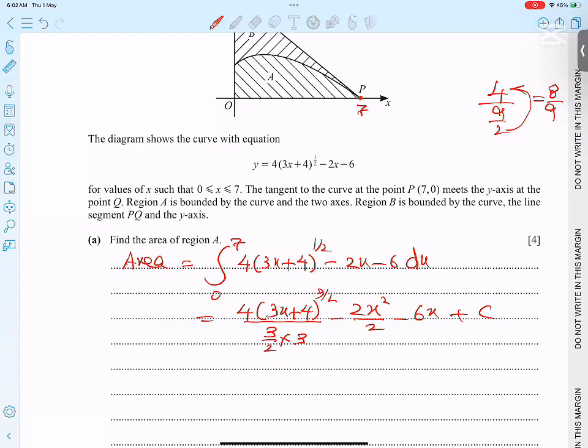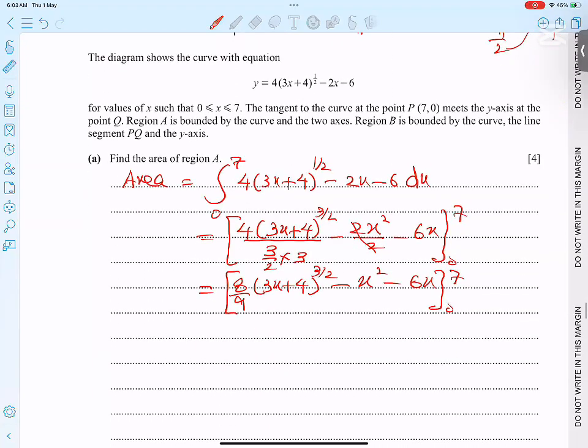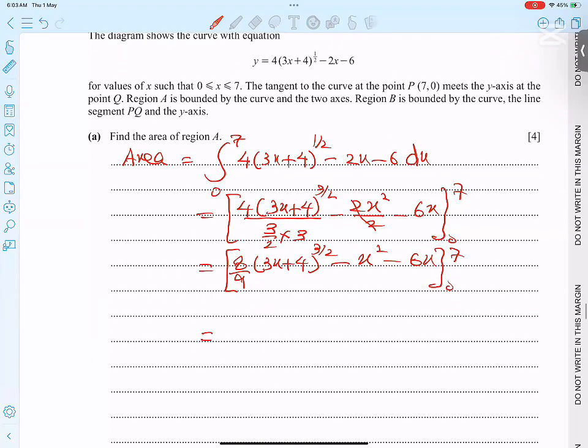Okay. So 8 over 9. Here I'm writing 8 over 9 times (3x + 4) to the power 3 over 2. The 2s cancel out, and I got this one. But because I have the limits, I will not plug in C. I will not take the C value; I will take the bracket immediately from 0 to 7. Same here, bracket from 0 to 7. And I'm going to plug in the numbers.